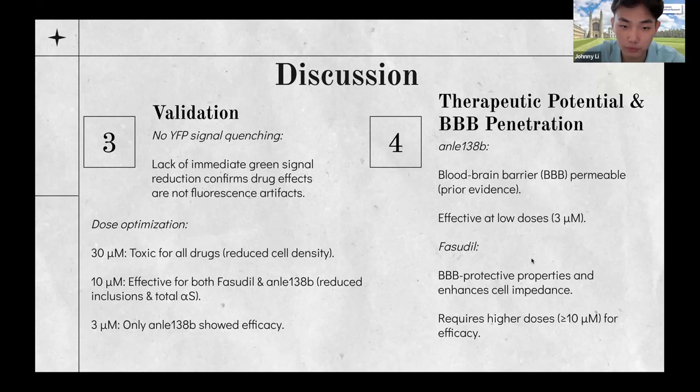We also see that both drugs show good potential for brain delivery. Anli has been shown to be able to penetrate the blood-brain barrier, and Fasodil not only penetrates but is also reported to enhance blood-brain barrier function and increase cell impedance.